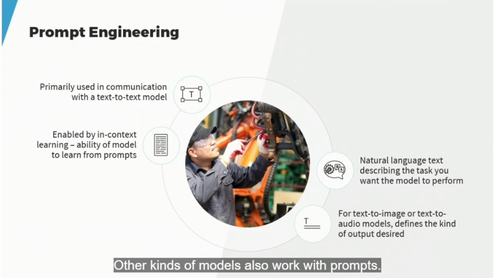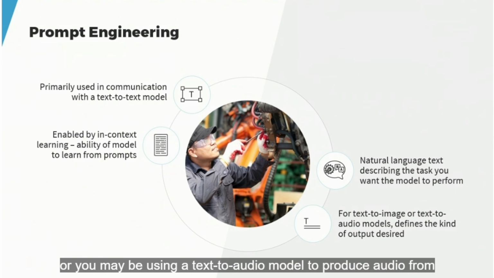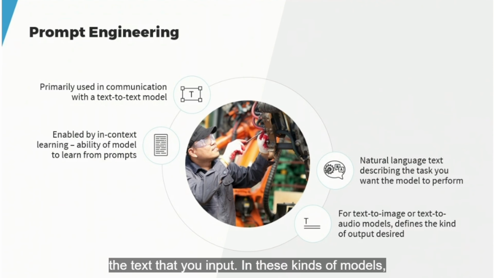Other kinds of models also work with prompts. For example, you may be generating an image using natural language text, or you may be using a text to audio model to produce audio from the text that you input. In these kinds of models, the prompt helps to define exactly the kind of output that you are looking for.